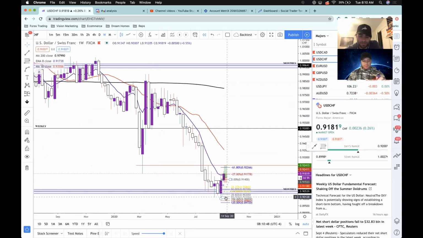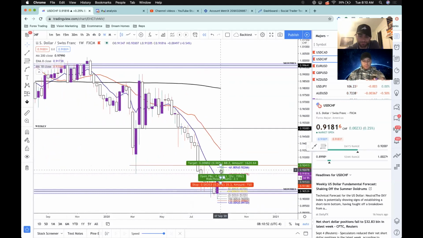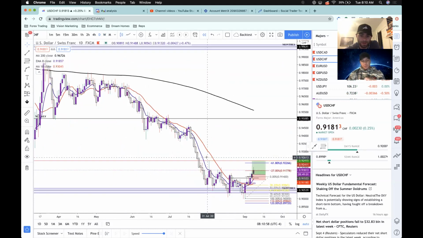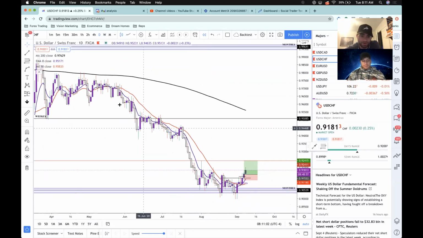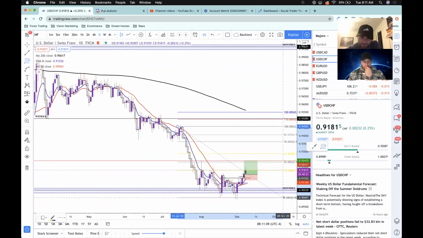Showing more buyers than sellers in the market. We're still below these moving averages right now, and really all I'm looking for is where could we target to the upside before finding potentially some resistance down on this daily time frame. Bring out the fib from this level to this low.